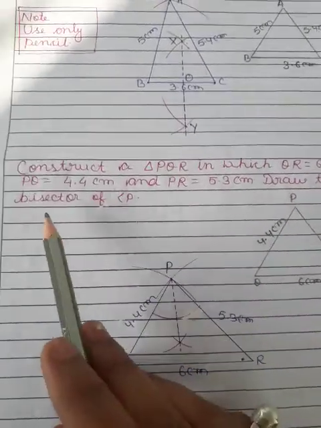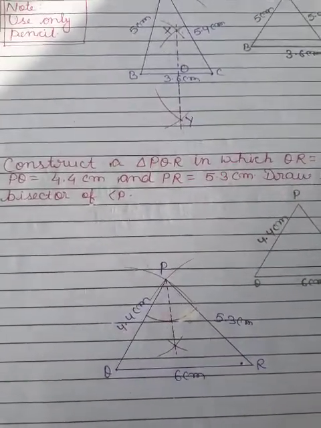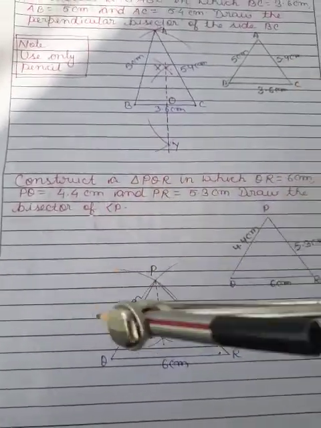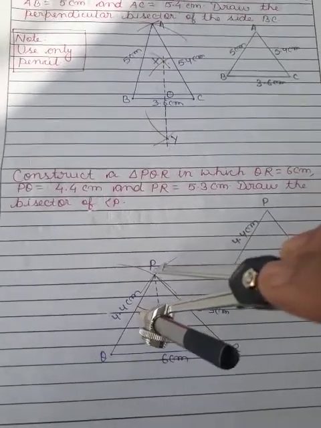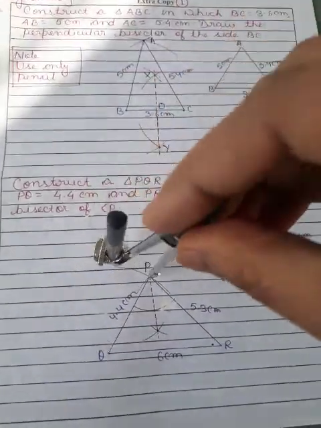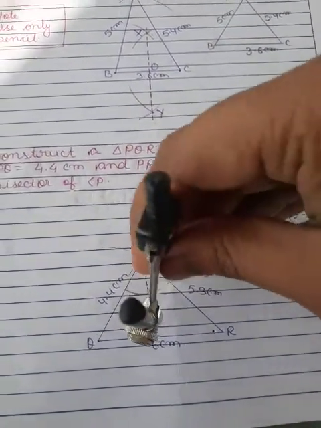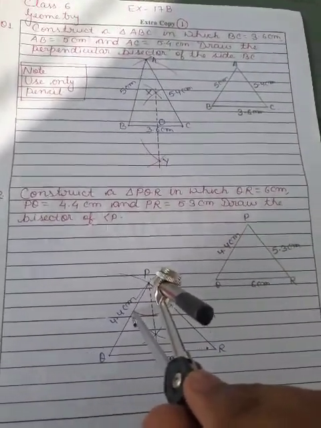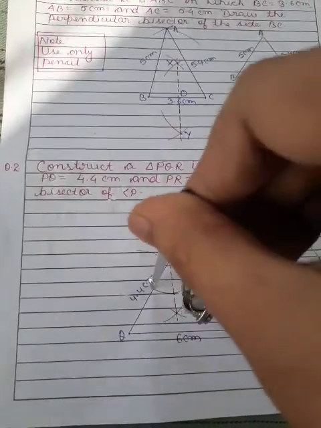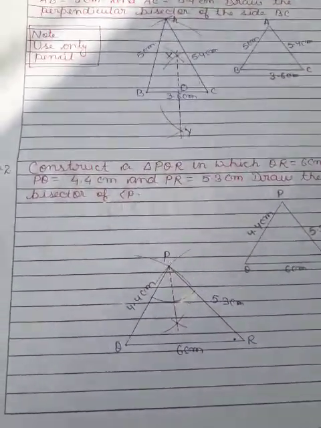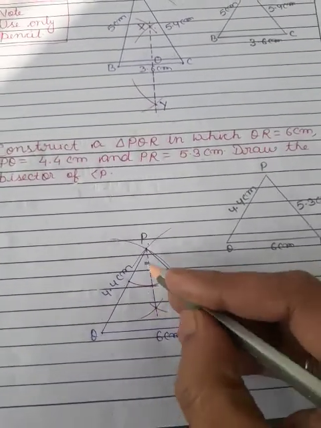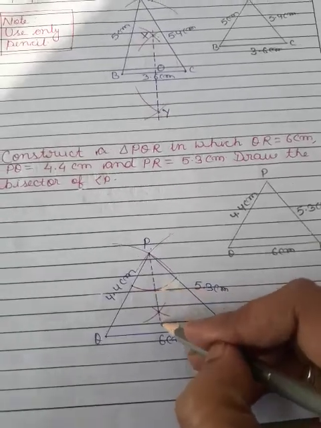Then it is given, draw the bisector of angle P. So for the angle P bisector, we will keep the compass on P like this, and draw one arc like this. Then at this point we will make one arc like this, and at this other point put and cut one arc like this. Where these two arcs are meeting, put one dot, and from P join this dot with a dotted line.